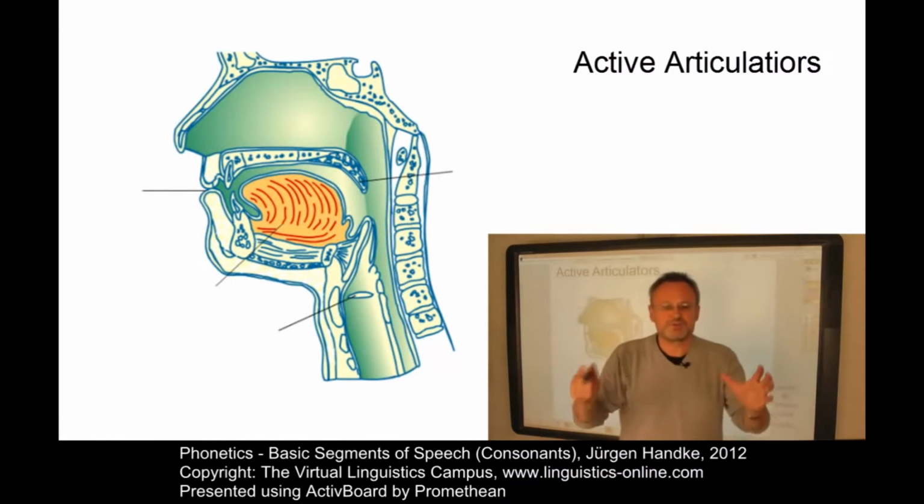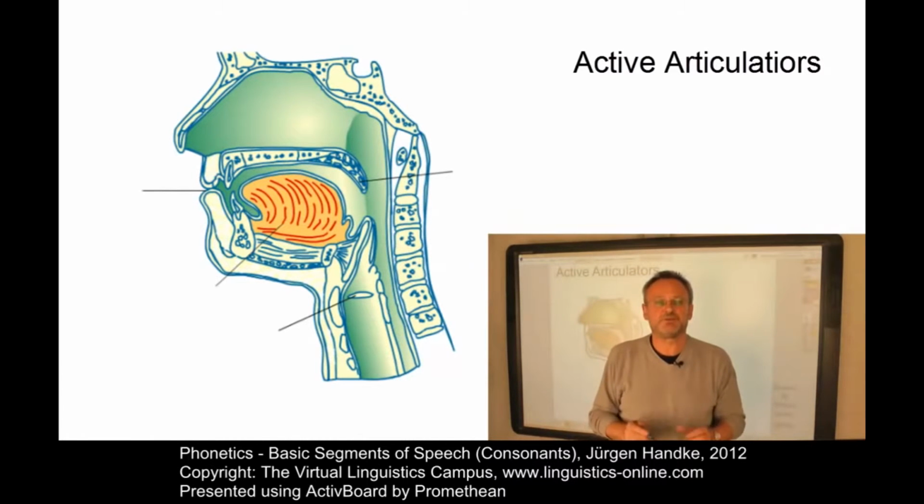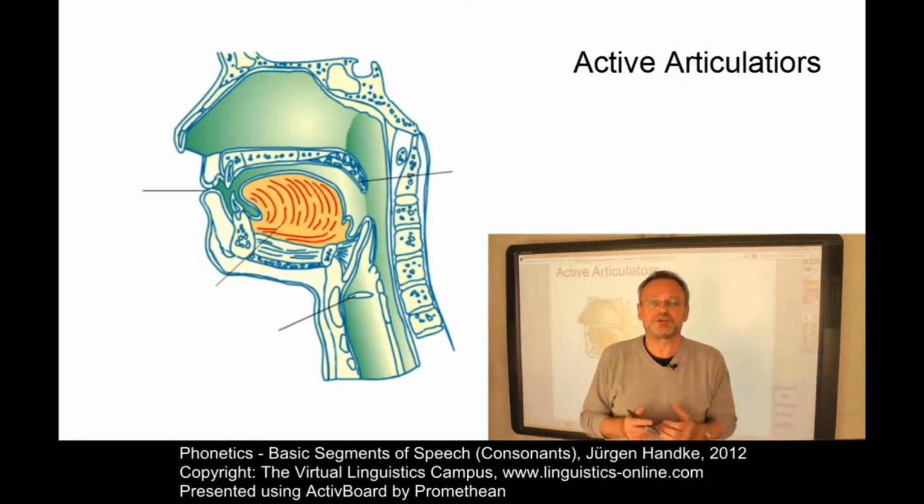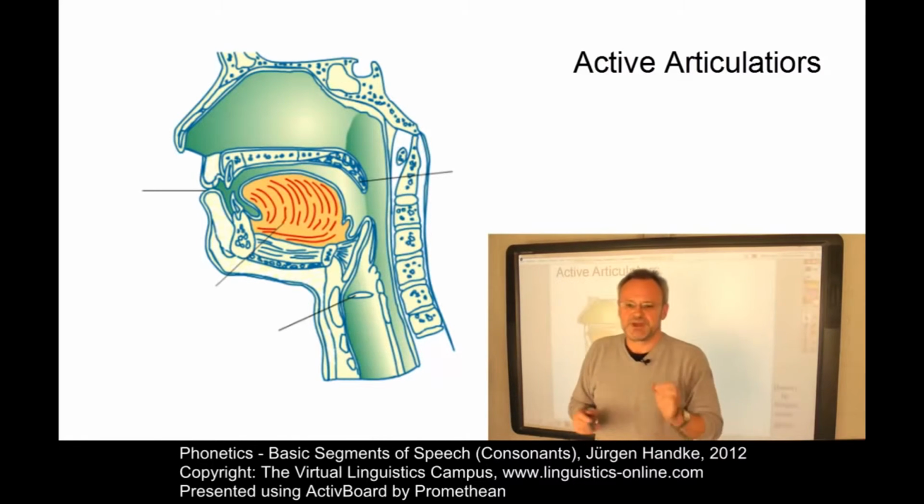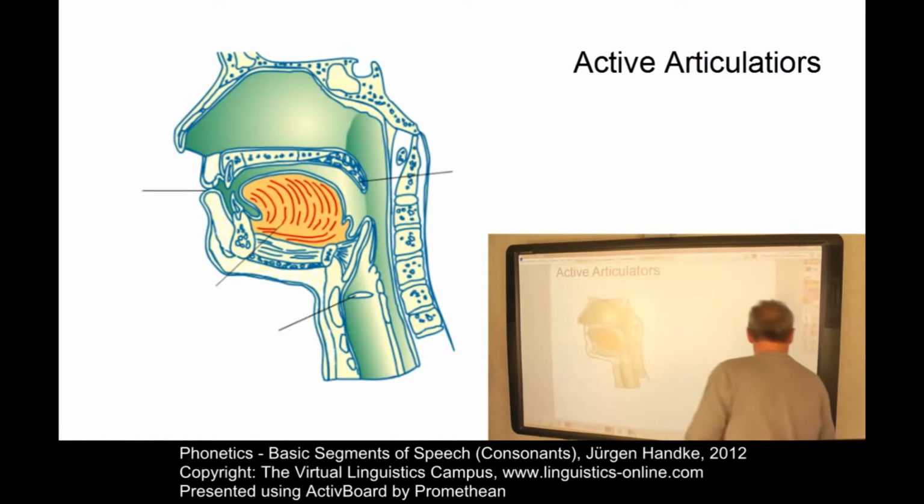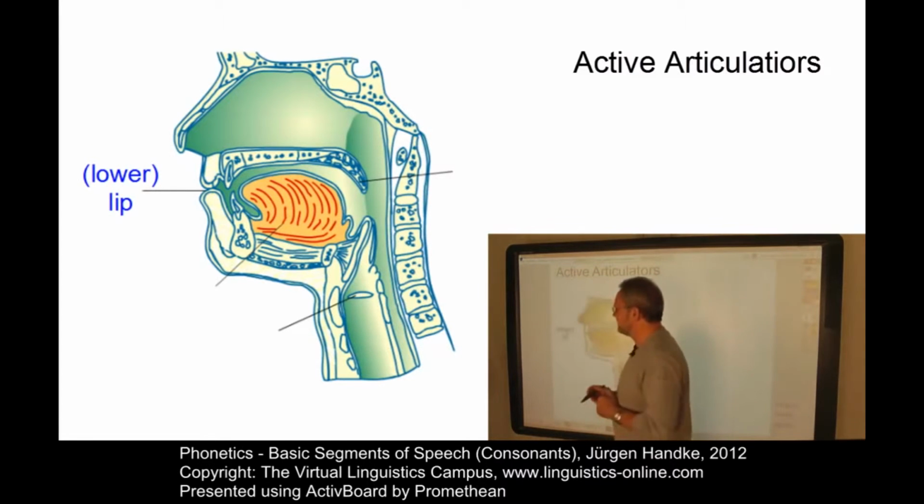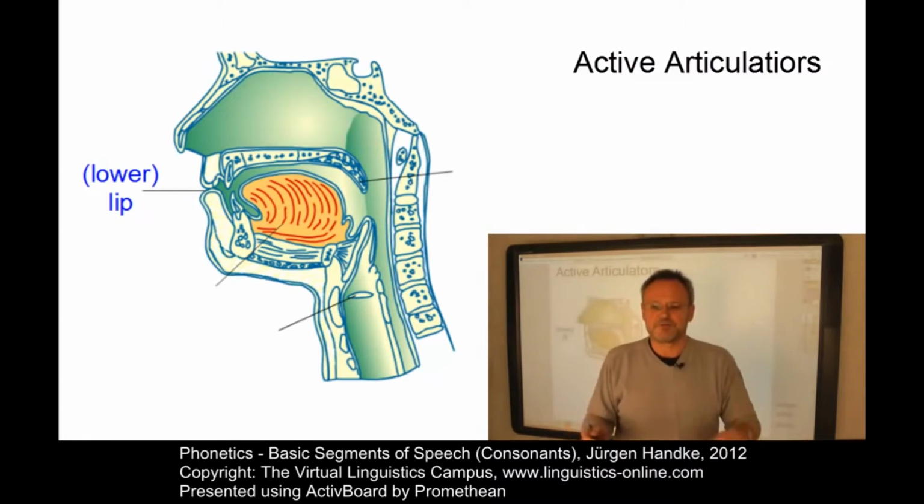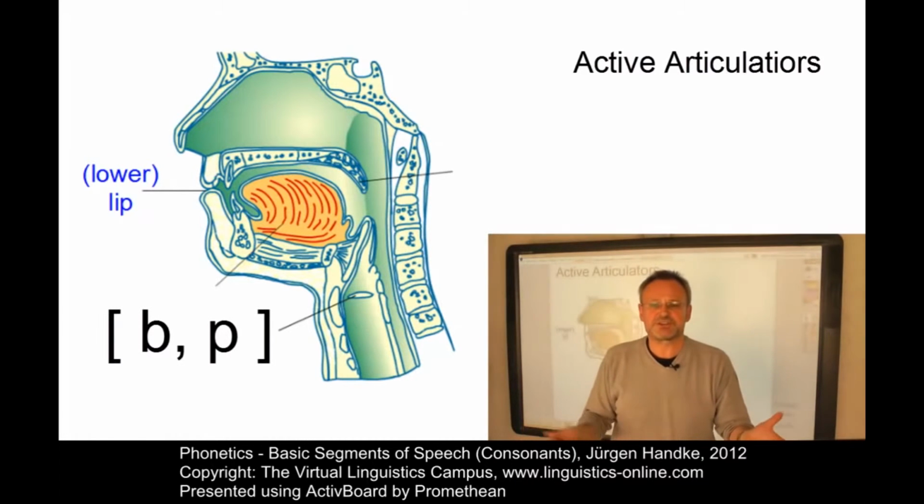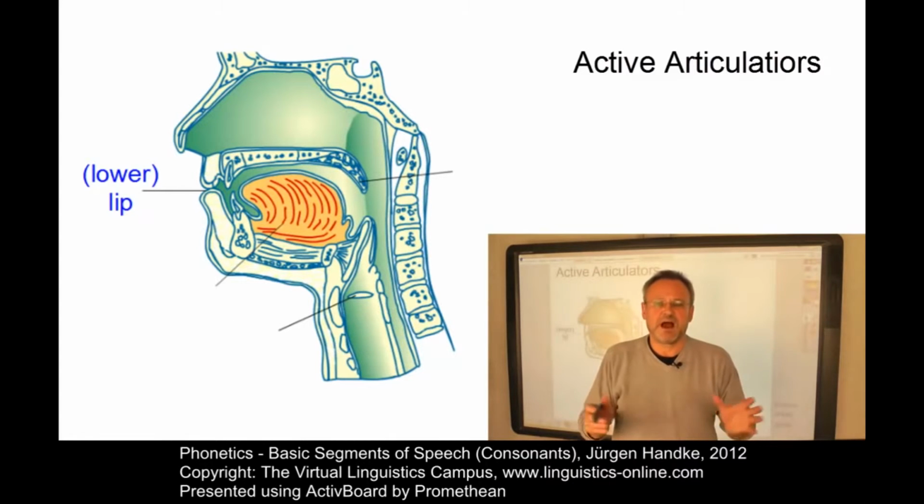Now, the organ which is moved towards a passive articulator in producing speech sounds is called the active articulator. An active articulator is actively involved in the production of speech sounds. Starting at the front of the vocal tract, the first active articulator is, of course, the lower lip or the lips. Now, the lips are actively involved in the production of labial consonants such as ba or pa, and the application of lip rounding or not to vowels, so vowels such as e, which involves spread lips, and u, which involves rounded lips.